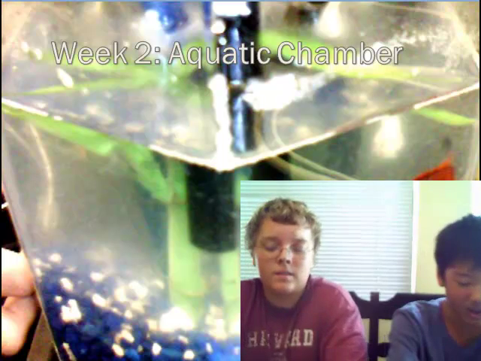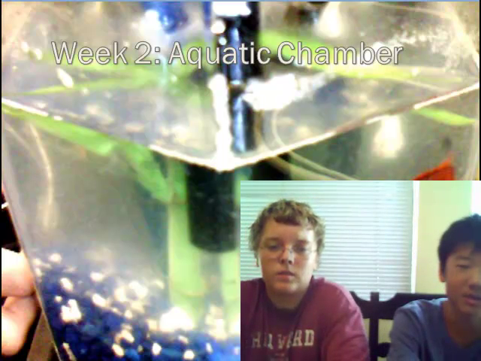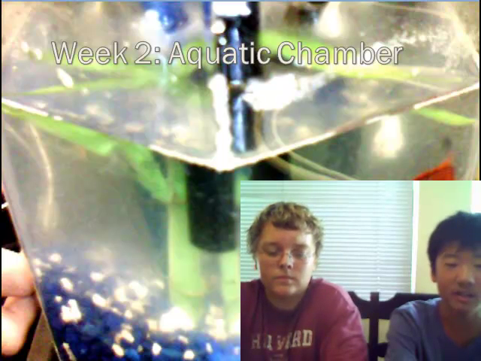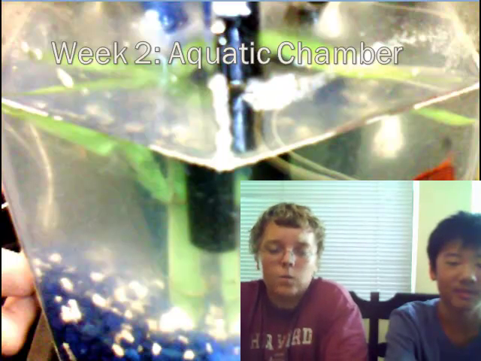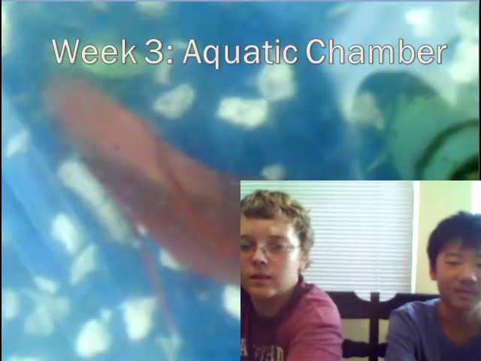In week 2, our aquatic chamber had 17 centimeters of water, had a conductivity of 201, had a pH of 6.6, and had a dissolved oxygen of 1.2. Our qualitative observations for that week were that the fish had gotten bigger once again. One of the leaves from the plant was entirely gone, and the water level had dropped.